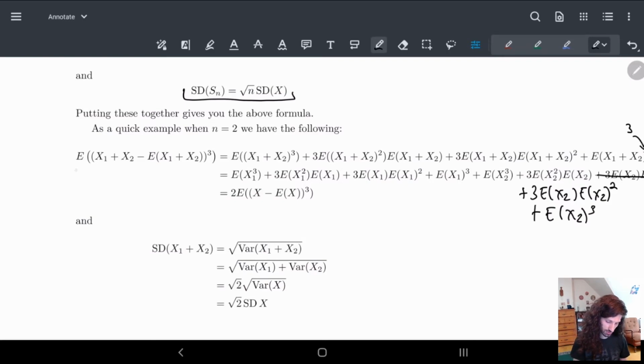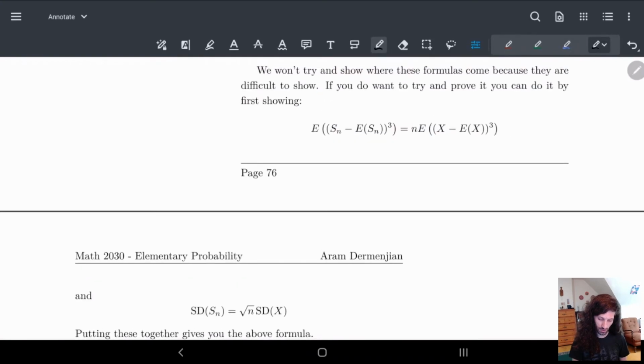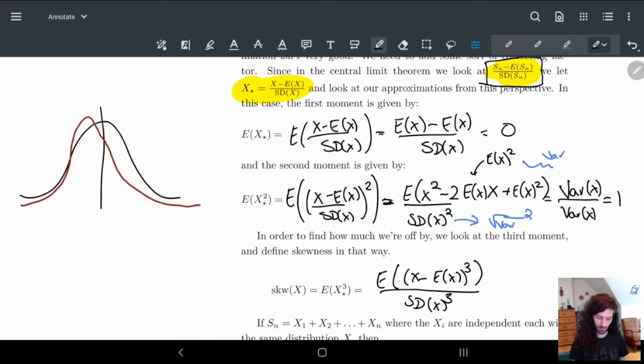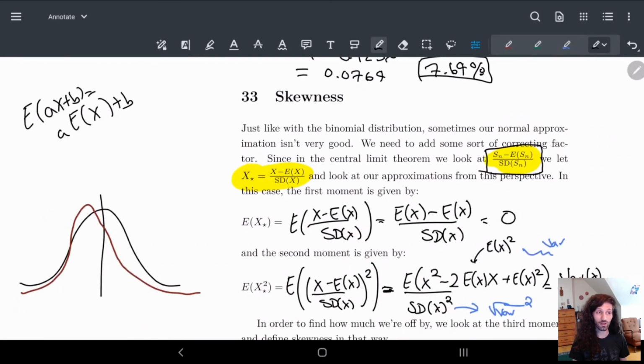Here you can see how to do it. Don't look at this if you don't want to. This is just looking at when n is equal to 2. The actual formulas themselves are significantly more complicated for an arbitrary n, so we're definitely not going over that. But I wanted to give an idea of where the skewness idea is coming from.